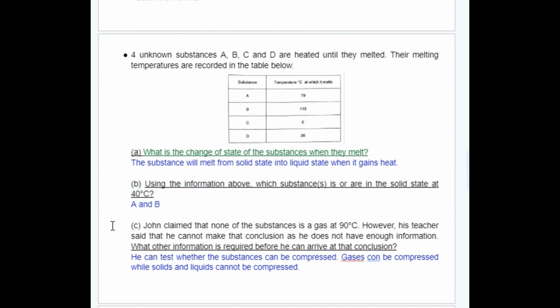C. John claimed that none of the substances is a gas at 90 degrees Celsius. However, his teacher said that he cannot make that conclusion as he does not have enough information. What other information is required before he can arrive at that conclusion? He can test whether the substances can be compressed. Gases can be compressed, while solids and liquids cannot be compressed.